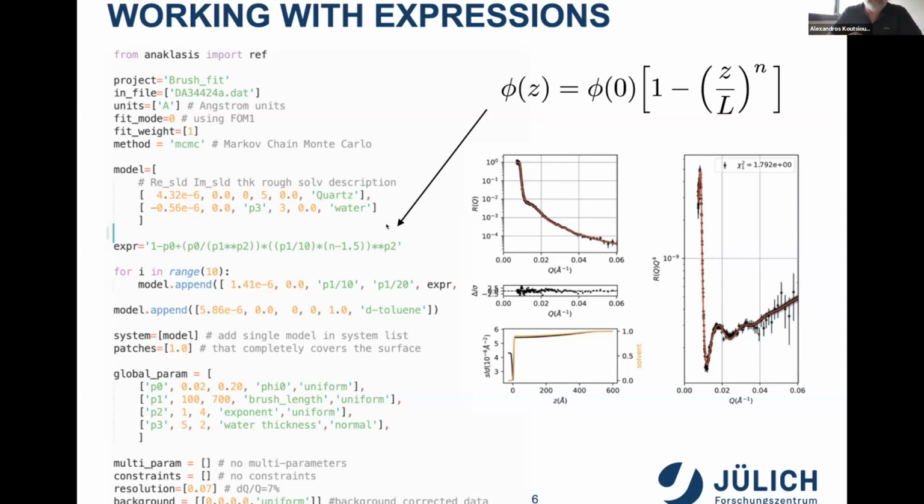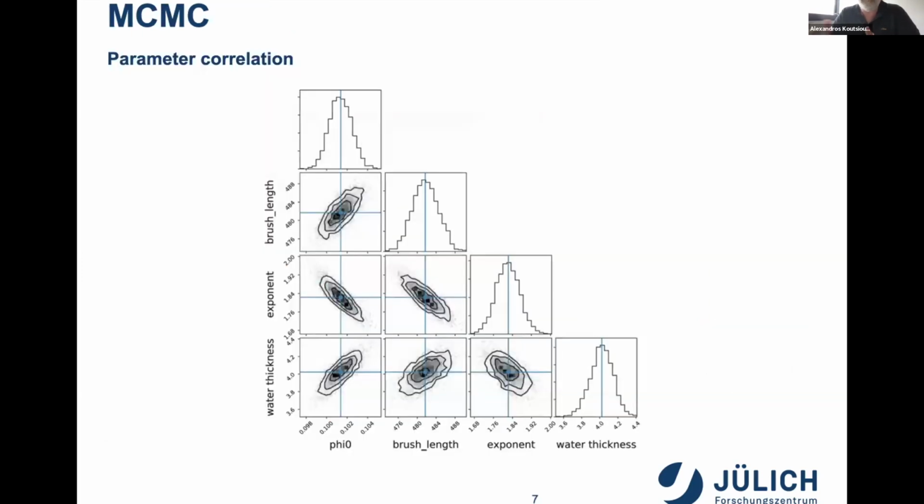As you see, our expression here contains some parameters that are defined later, where we can define, of course, the range where the parameters can vary, and also whether they have a uniform or normal prior distribution. Also, by simply stating that you want to do an MCMC step after the fit, you can quite simply estimate the correlation of the parameters that were defined in the model.